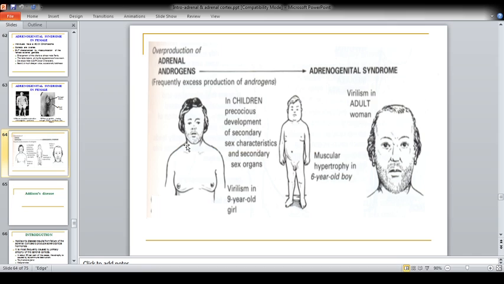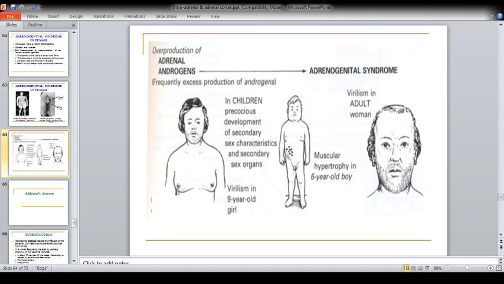And what would happen is, if there are adrenal androgens being produced in large quantities, it would cause adrenogenital syndrome in males. In children before 15 years of age, if this develops in males, they would show precocious development of secondary sexual characters and secondary sexual organs. So we can see in males there would be hypertrophy of muscles, there would be development of beard, he would look like an adult male.